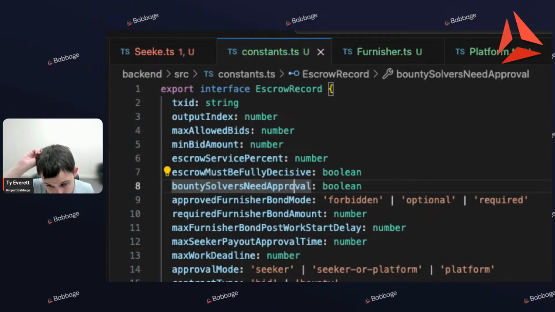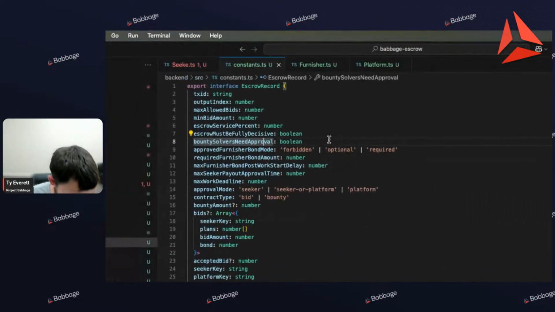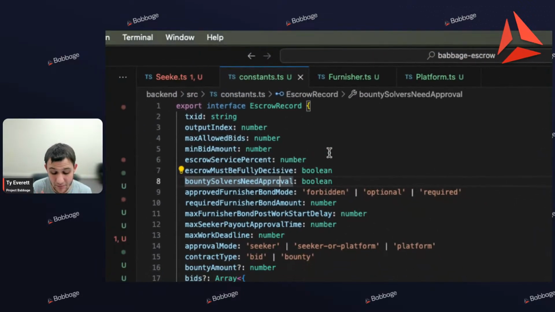The next parameter relates to whether a bounty solver needs approval. So in a completely open system, bounty solvers would not need approval, and they could just work in parallel to compete. And whoever calls the contract first and says, hey, I have this solution, well, they put up a bond, and if they didn't have this solution, eventually they would lose that bond. So this allows for a lot of open-ended type contracts where people are trying to solve something.